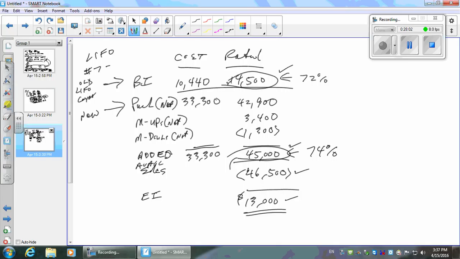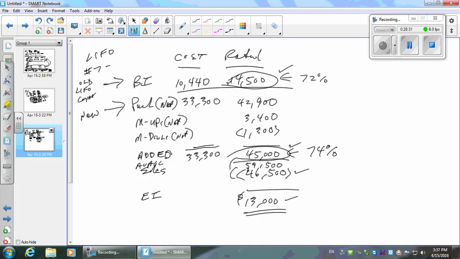Does that make it a little clearer? Yeah. 14.5 and 45 is 59,500. And then when I take 59,500 less 46.5, I get the 13. You see it? Either way you want to do it. You could just say, well, look, I bought 45,000, I sold 46.5, I sold 1,500 from the beginning inventory. Does that make sense? My beginning inventory is 14.5, I sold 1,500 of it, so there's 13.5 left.